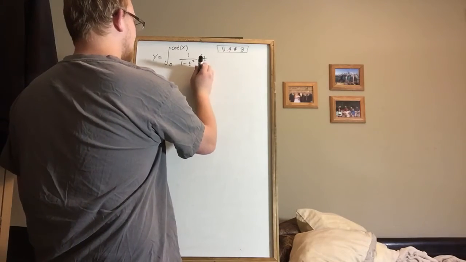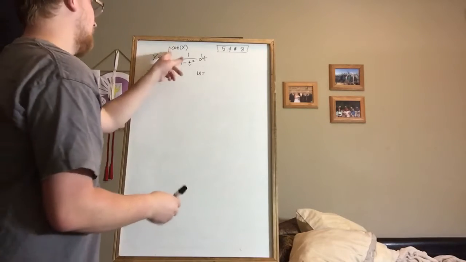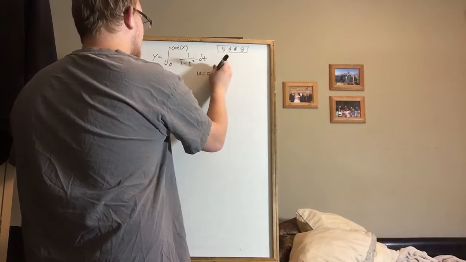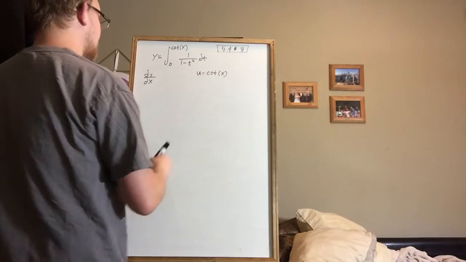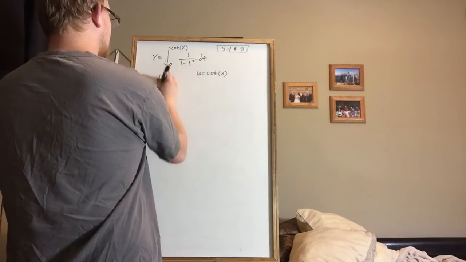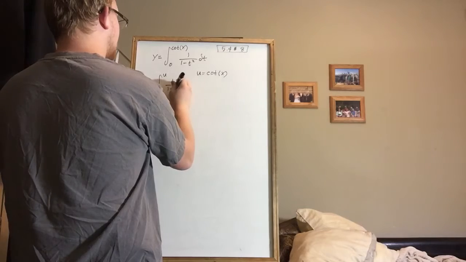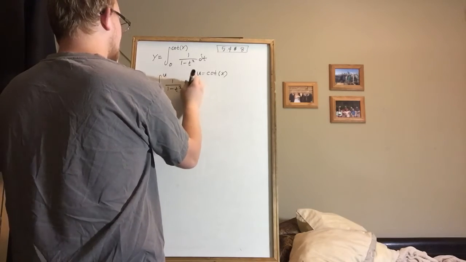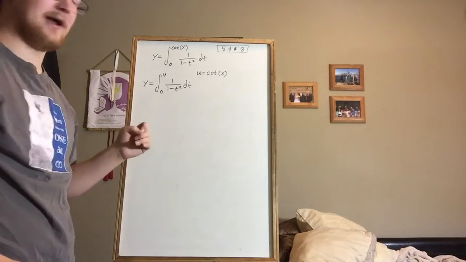Well, let's go ahead and use u. We'll use u as our intermediary, and we're going to set u equal to cotan of x. Alright, so let's rewrite this. So now we've got y equals the integral from 0 to u of 1 over 1 minus t squared dt. Alright, so now I want to figure out what dy/dx is.